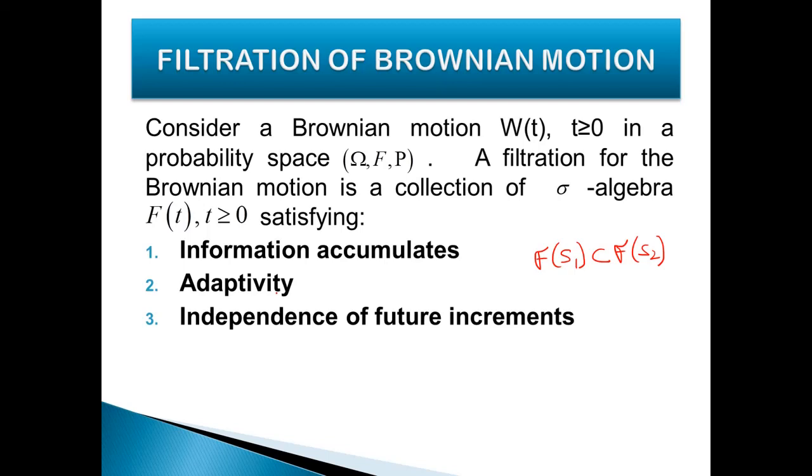So at time s1, the W value, W_s1, is already known. Independence of future increments means, maybe I write it down, when you consider the expectation of W_t minus W_s given F_s, this is actually the same as the expectation of W_t minus W_s. So this is what is meant by the filtration of Brownian motion.